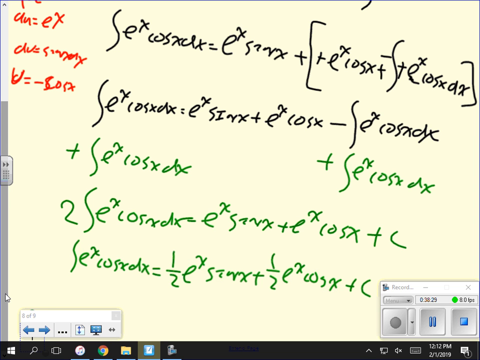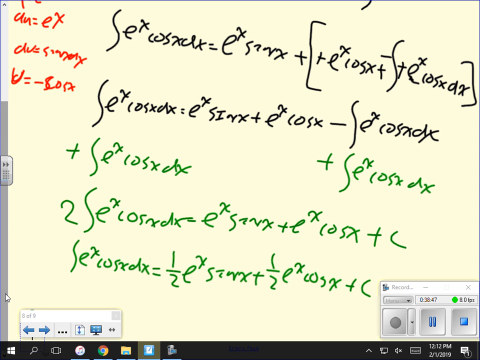How come C is being divided by 2? What is a constant we don't know divided by 2? A constant we still don't know. It wouldn't matter anyways at this point.